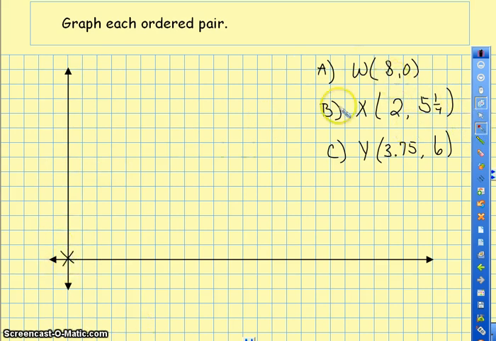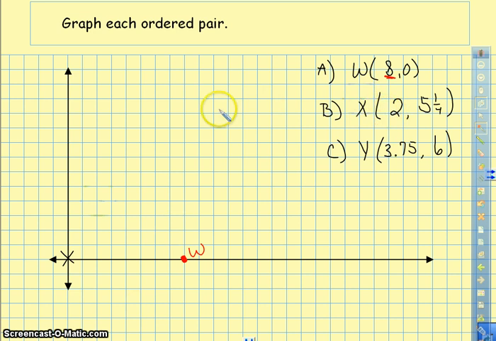Okay, for W, I start at the 0 and I'm going to move 8 to the right. 1, 2, 3, 4, 5, 6, 7, and 8. My second number is a 0, so I do not go up or down. I'm going to plot my point right there on the x-axis and label it W.